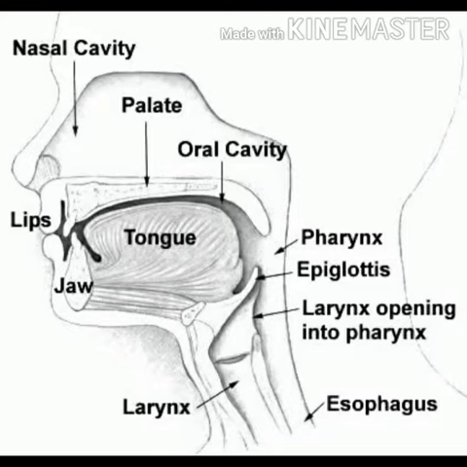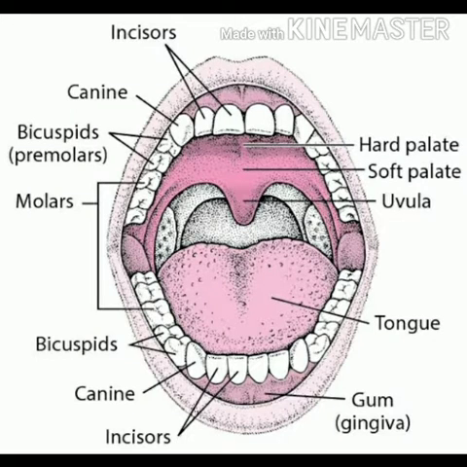And behind the soft palate, a hanging structure is present. That structure we call uvula. You can see in the diagrams, the hanging structure is called uvula. Okay, what is the main function of that uvula? When you swallow the food, it closes the internal nares.